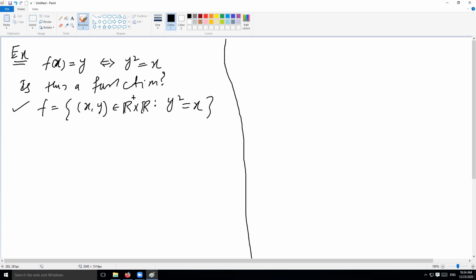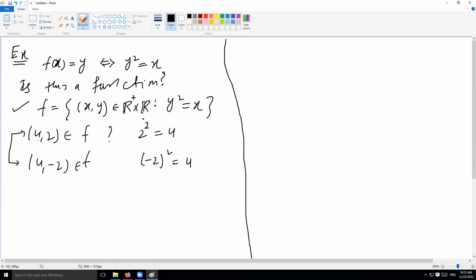So here is the thing. By the way, does (4, 2) belong to this f? Yes, sir. Why? Because 2 square is equal to 4. Does (4, -2) belong to this f? Yes, sir. I can verify it. Negative 2 square is also equal to 4. Now you have the same input, the same object which is related with two different outputs actually. So can I say this is a function? This is not a function. Not a function.